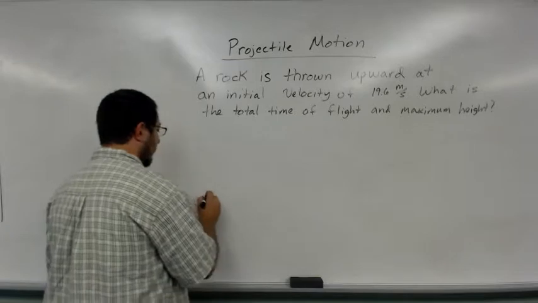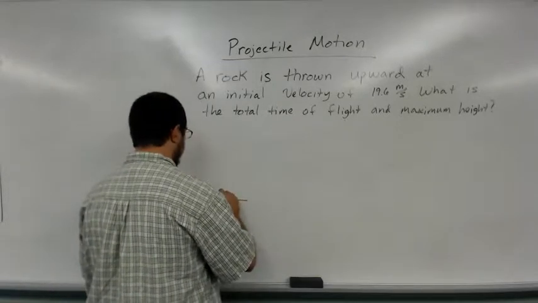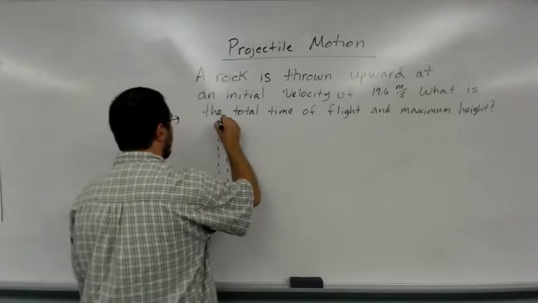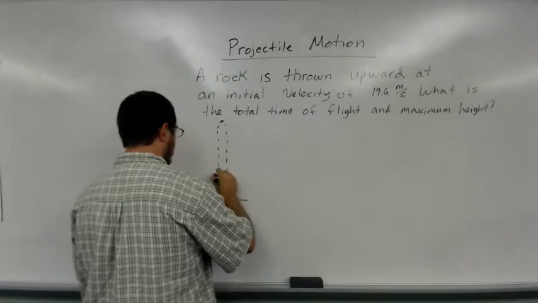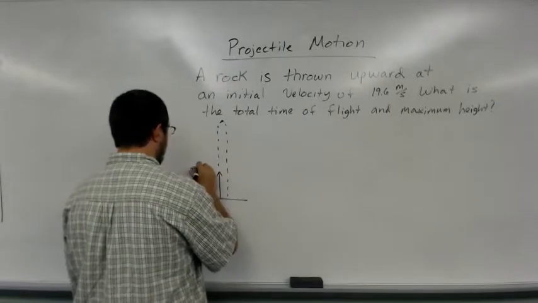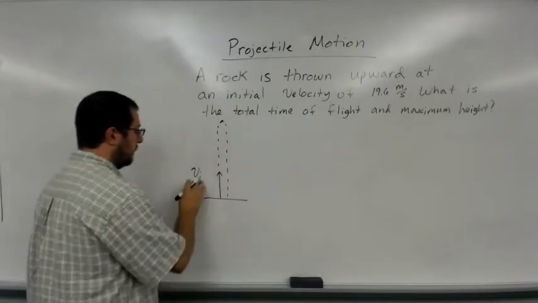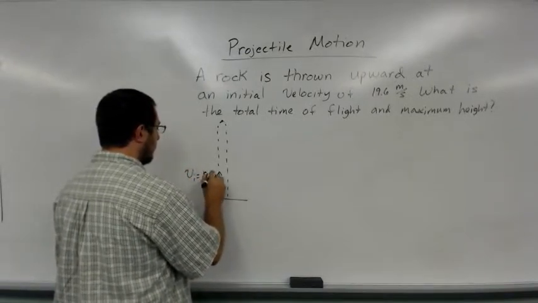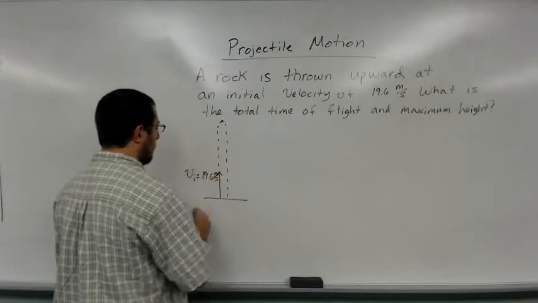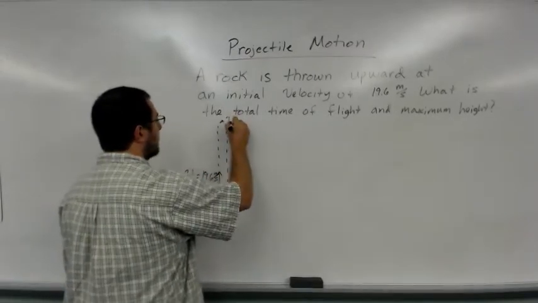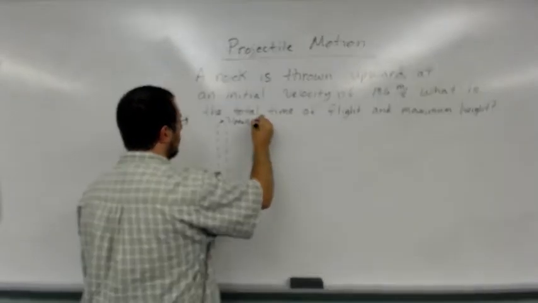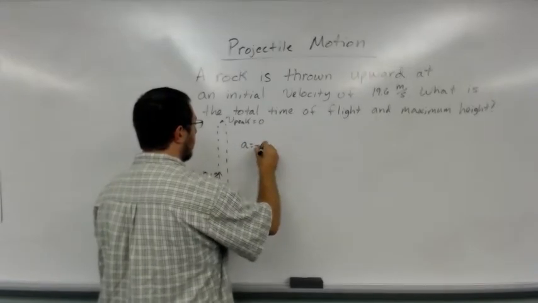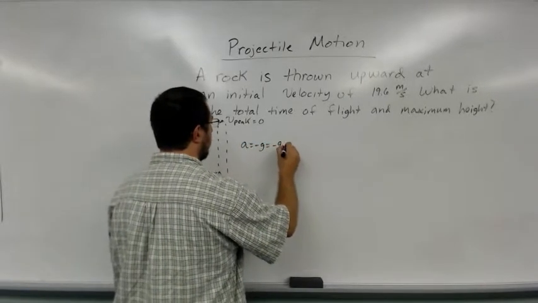And so, once again, the very first thing we should do is draw a picture and label some things. Okay, so we're going to label our initial velocity as 19.6 meters per second. We know that the velocity at the peak is 0, and we also know that our acceleration is equal to negative g, or negative 9.8.